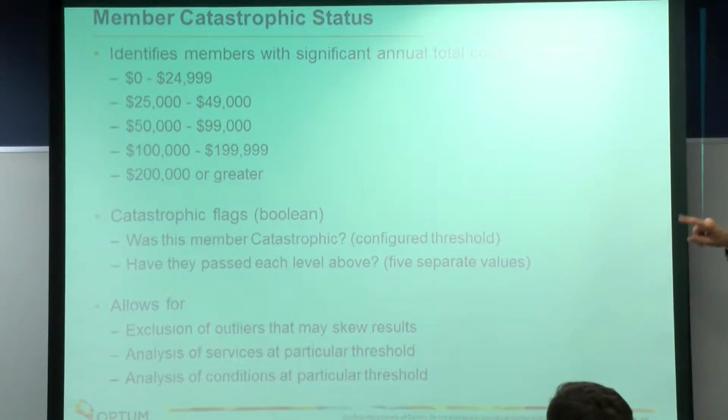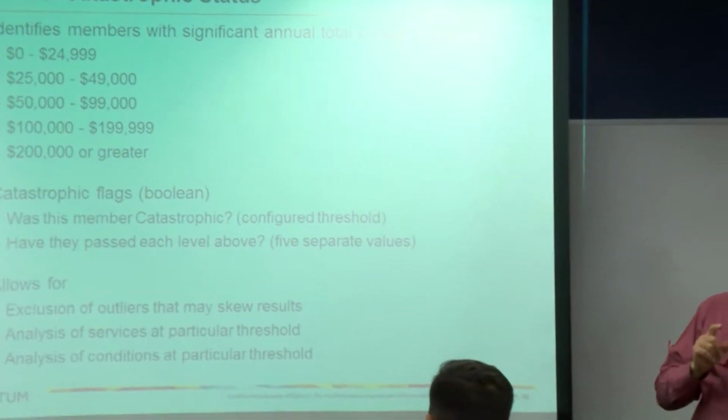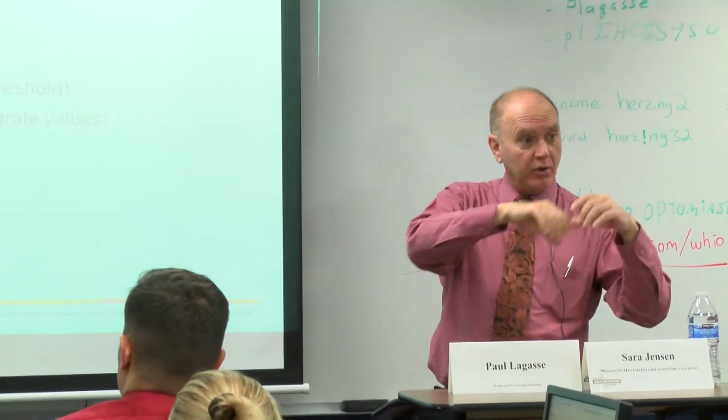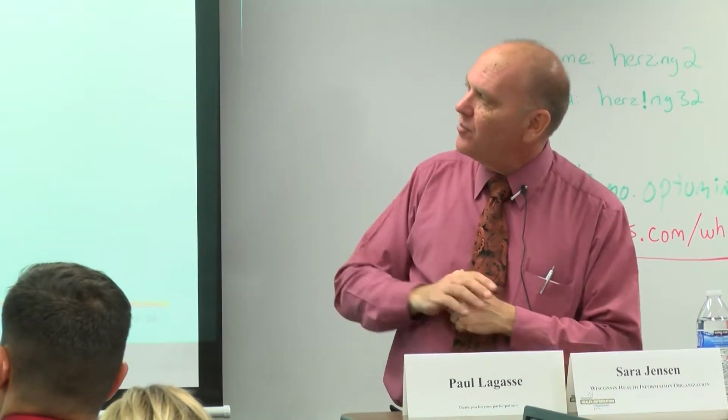Now, why do we classify them like this? One of the things we do when we look at PCPs and we look at population and we look at PMPM, if you're a PCP and you've got a couple of members that have had catastrophic conditions of $200,000 or greater, how are you going to look compared to PCPs that don't have any of those? Not very good, right? So what we want to do is have the ability to pull those out of those calculations and only use the ones that make sense. So typically 0 to 25,000 are contained. Everything else is not contained.